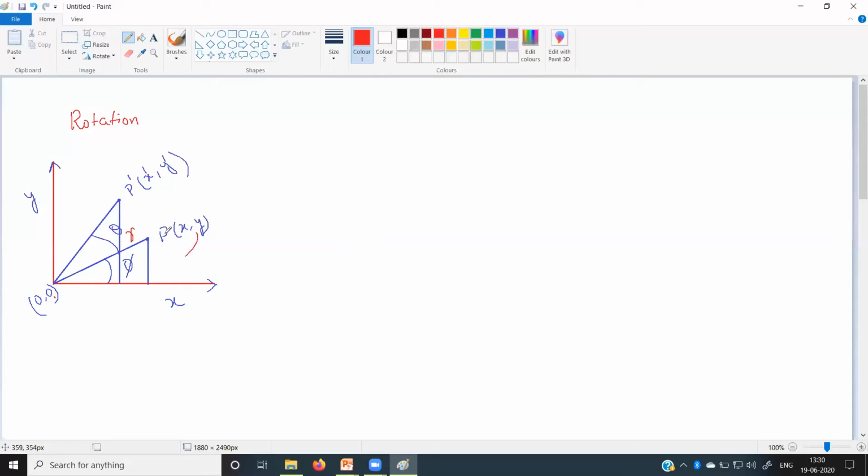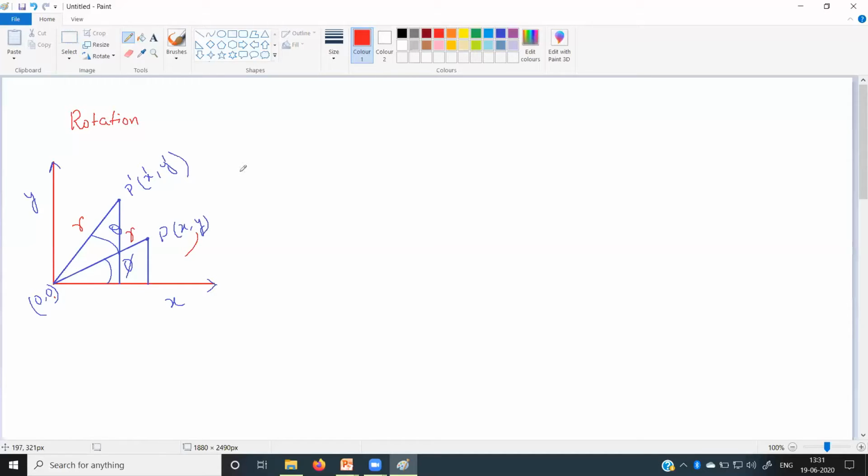The length between P dash and the origin is also R. While we are rotating a point from the position P to P dash, you can check that the length from the point P to the origin and the length from the point P dash to the origin remain the same. It will not change. Only the angle will change.